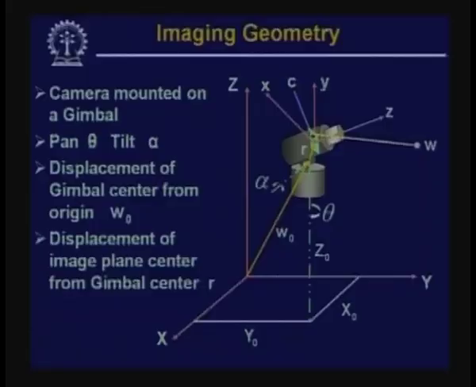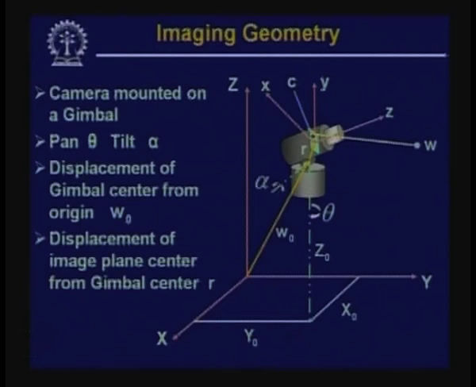Now, for all the discussions that we have done till now, we have assumed that the image coordinate system and the camera coordinate system are perfectly aligned. Let us now discuss a general situation where the image coordinate system and the camera coordinate system are not perfectly aligned. Here we assume that the camera is mounted on a gimbal. If you mount the camera on a gimbal, then using the gimbal, the camera can be given a pan of angle theta. It can also be given a tilt by an angle alpha.